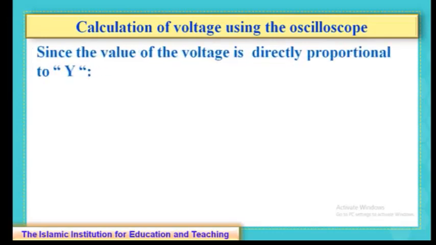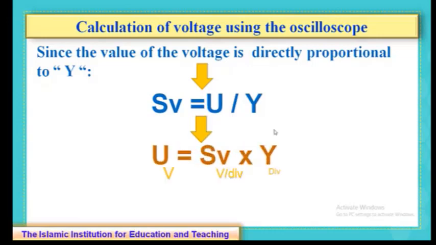Since the value of the voltage is directly proportional to Y, and since SV is equal to U over Y, we can get this formula: U equals SV times Y. The unit of U is volt, the unit for SV is volt per division, and the unit of Y is division. This is the general formula.